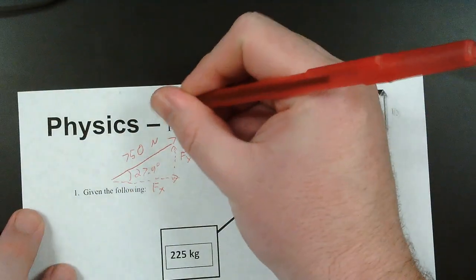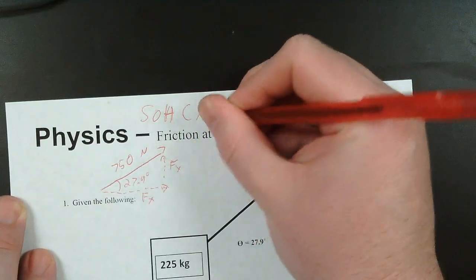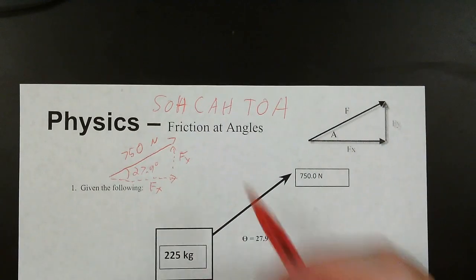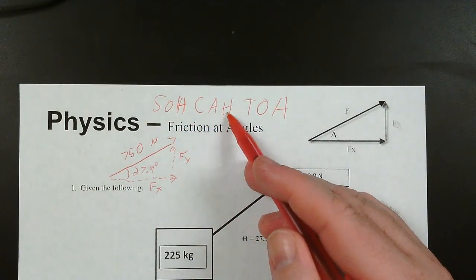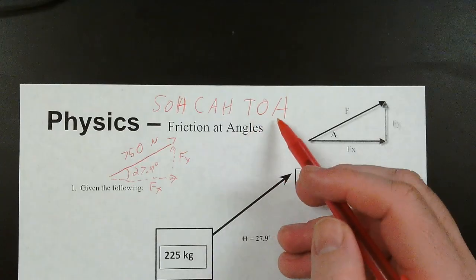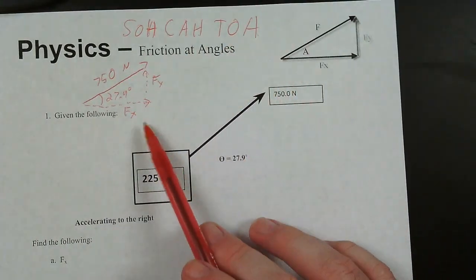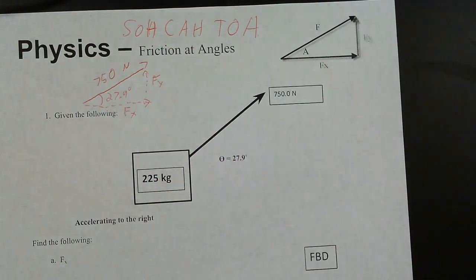As a reminder, SOHCAHTOA. Sine is opposite and hypotenuse. Cosine is adjacent and hypotenuse. Tangent is opposite and adjacent. In this case, this is my adjacent, this is my hypotenuse. I'm going to use cosine.